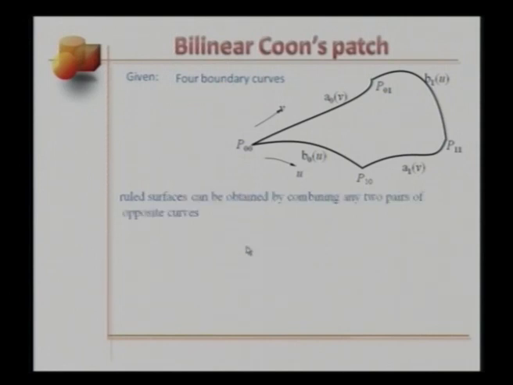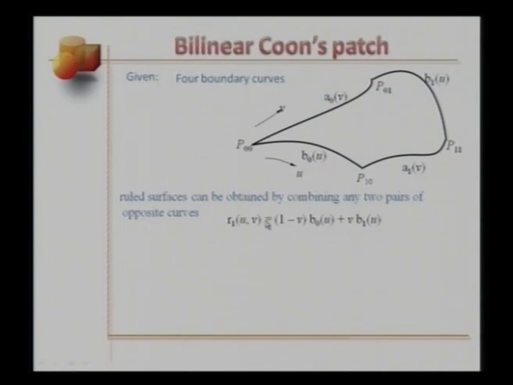Here, we do not have any additional information. So, we'll probably be using ruled surface models. We can obtain them by combining any two pairs of opposite curves. For example, we can combine these two curves or combine these two curves. Let's say the first ruled patch model R1 of u v is given by a linear combination of b0 u and b1 u: (1 minus v) times b0 of u plus v times b1 of u.